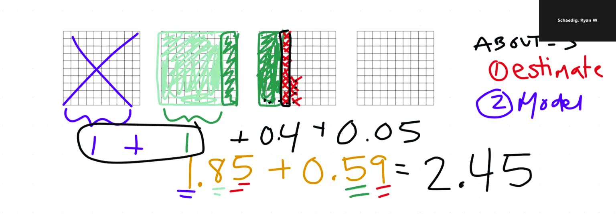And remember, our estimation was about 3. So again, we asked that question, is this reasonable? And I would say it is. This does make sense, right? Because again, based on how we modeled it and how we put it together, it really made sense.